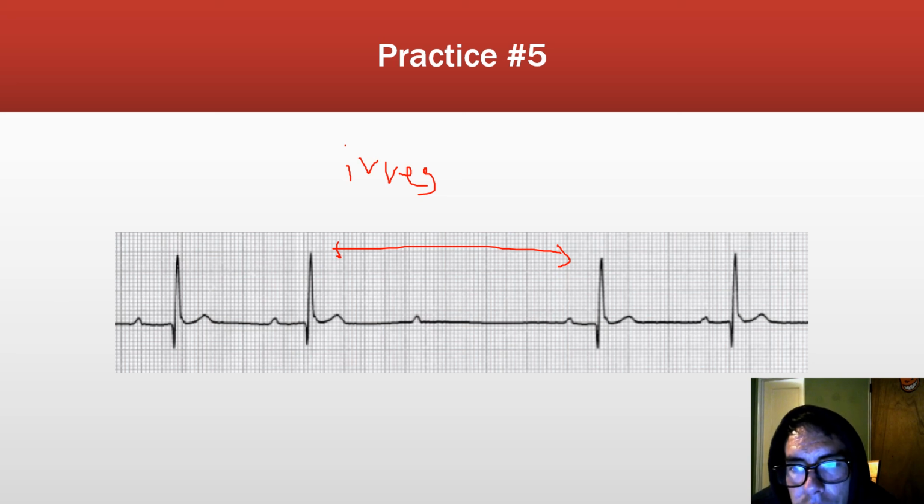Calculate a rate. This would be a rate of about 40, because when it's irregular, we just count how many QRS complexes there are within 6 seconds and multiply by 10, because we can't do the dark line method when it's irregular because it's not reliable. So heart rate's 40, it's irregular.